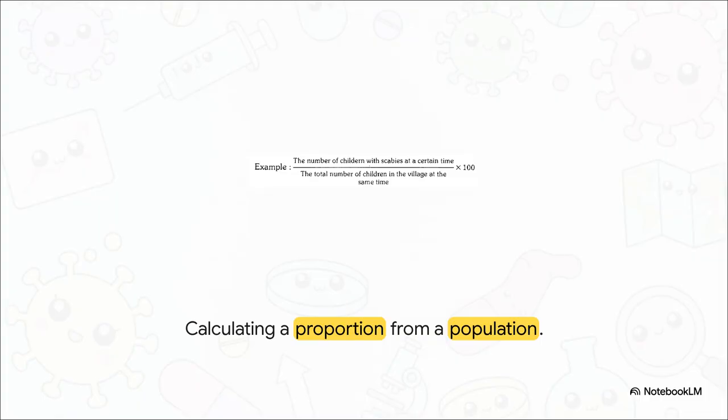Now, when calculating a proportion, we are looking at a part divided by the whole. Because of this, it is always expressed as a percentage. In an example like tracking scabies, we're simply isolating the infected children in the numerator from the total village population in the denominator to gauge the immediate penetration of the disease. It provides a crystal clear, instant metric of how much of that specific population is currently affected.